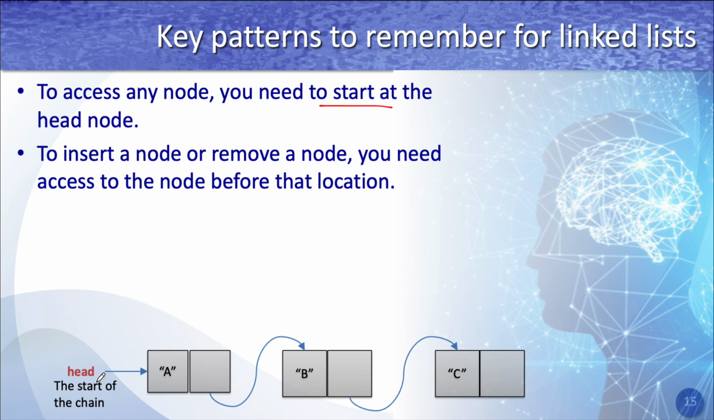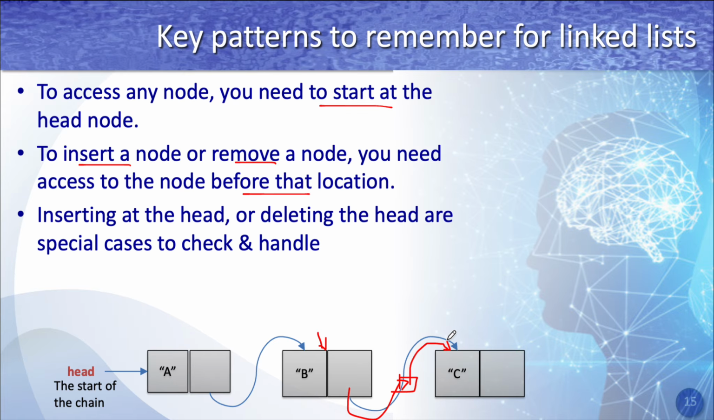Inserting or removing a node, you need access to the node before the location. So that means if I want to insert a node here, I have to have some way to get access to the previous node, or node B in this case. This is either to insert or to remove. You need access to the node before that location, so we can update the links in B. So here, if I add a new node, I have to update B's link to point to this node, and then this node to point to C, right? So you need access to B.